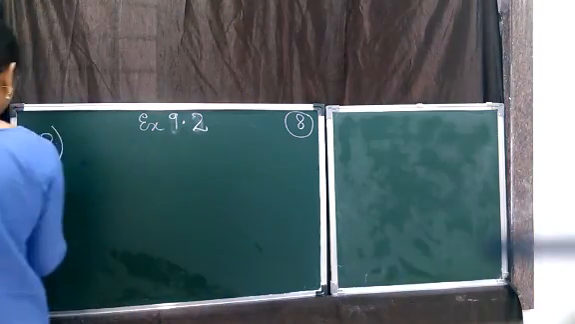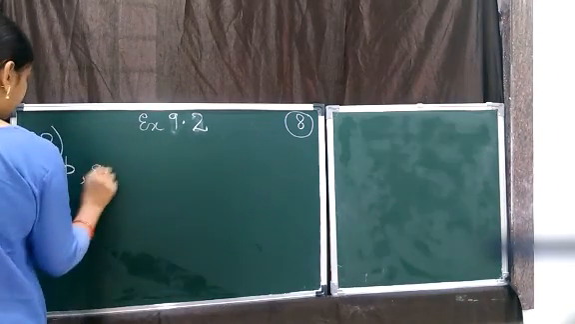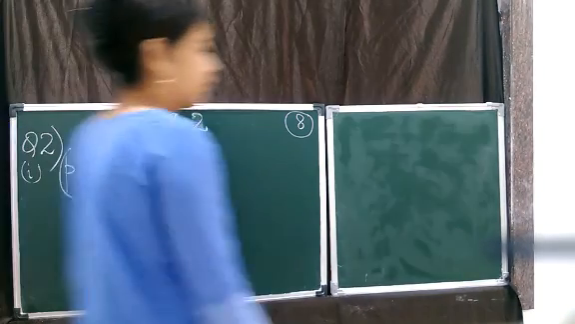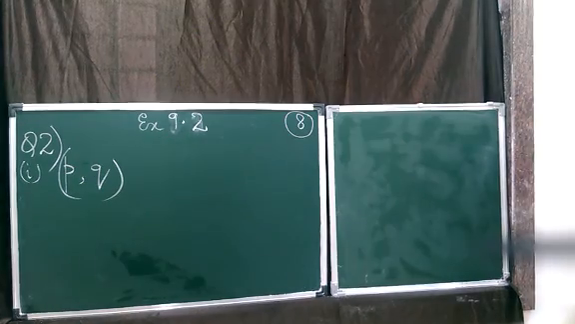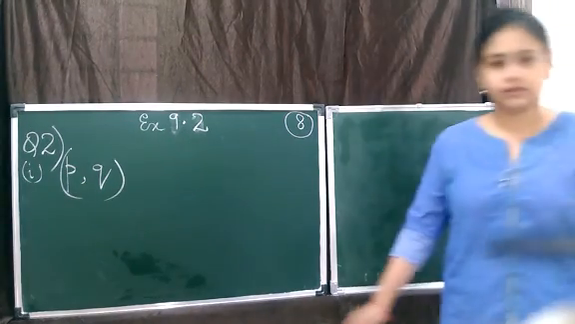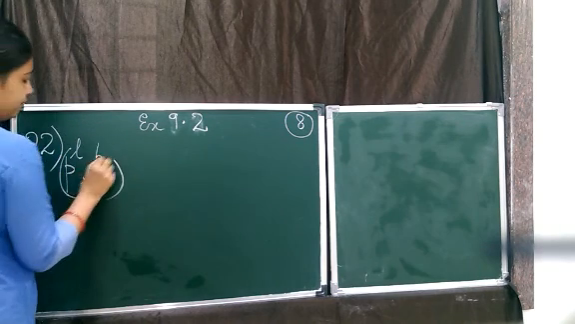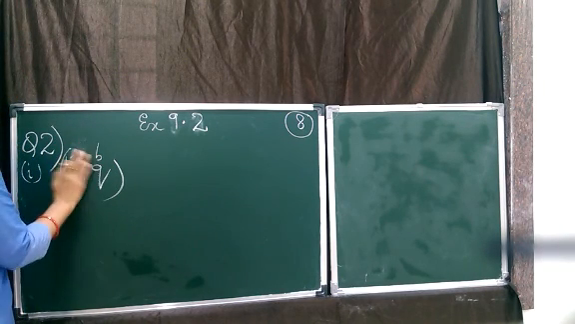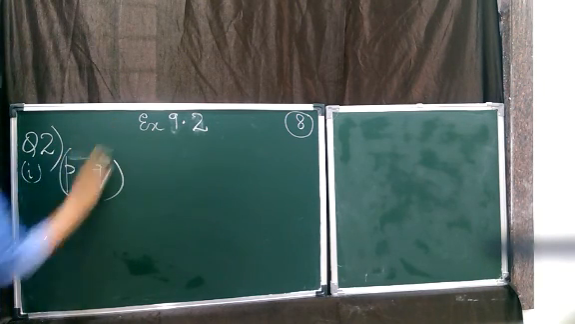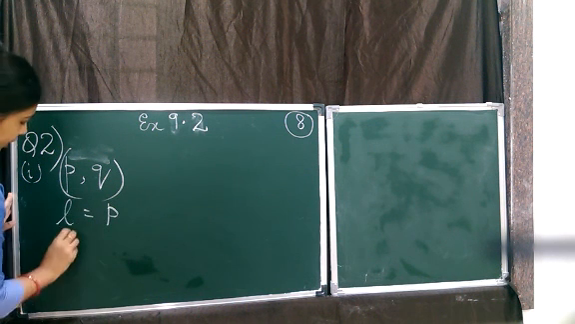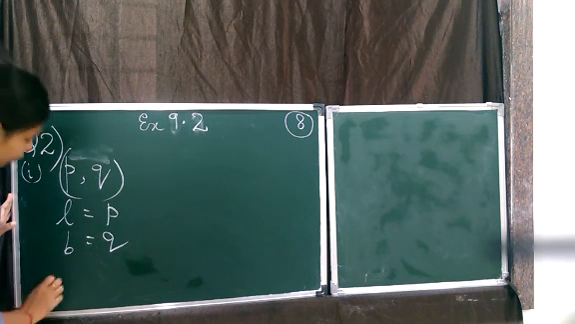So, the first one. I think the first one is written P comma Q. Let me check, children. P comma Q. Yes. So, this is the length and this is the breadth. So, what are we going to write? What is the first thing? Length is equal to P. Breadth is equal to Q.